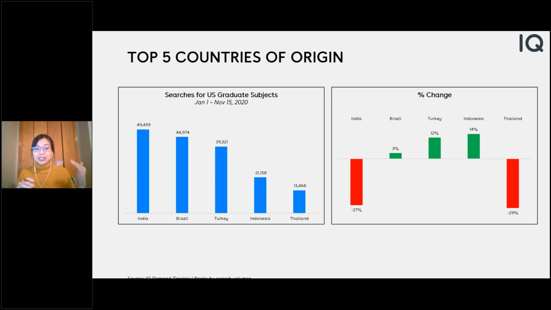So you can start seeing that Indian students have shifted their interest somewhere else, and then their search declined over time, which affects the enrollments as well. So it's time to either try to get them back or start looking for other markets just to fulfill your enrollment goal.